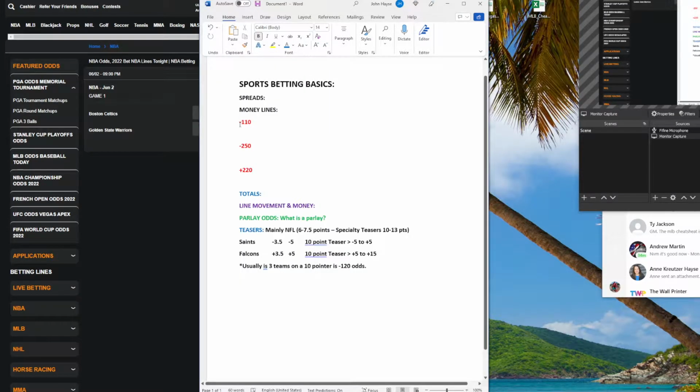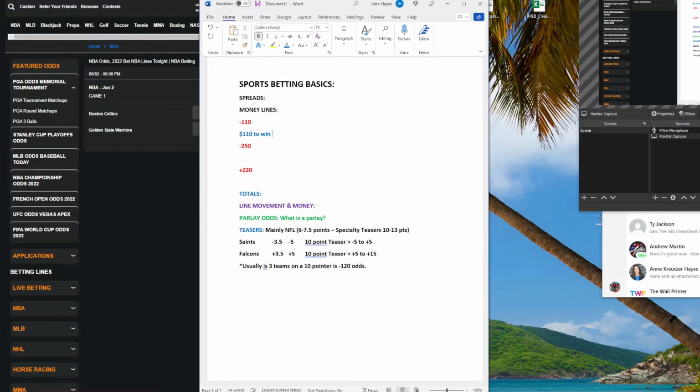So for example, the -110, this is the common juice for the book. It's called a 10% vig. The easiest way to do this, if you look at it, this is 110 to win 100. So it's 1.1 to 1 odds. So -110, since there's a minus, that's how much you have to bet to win $100.